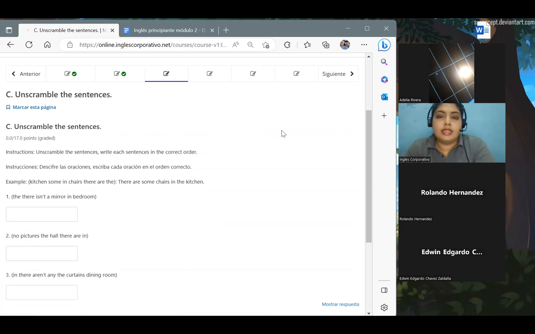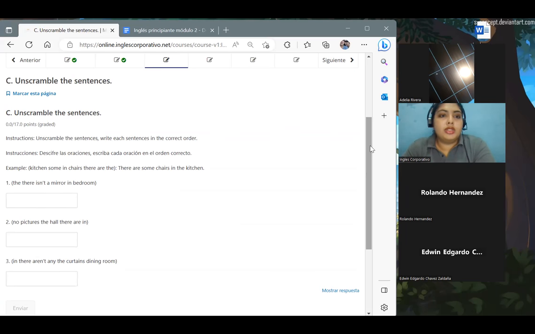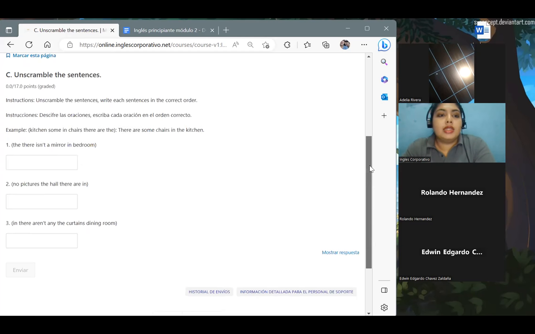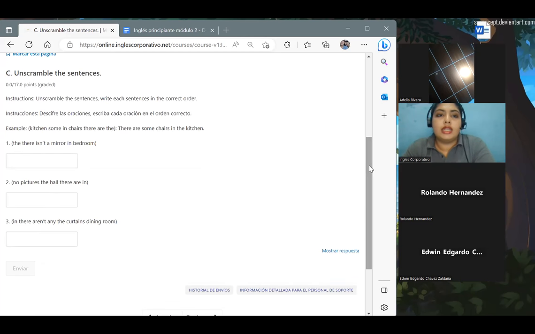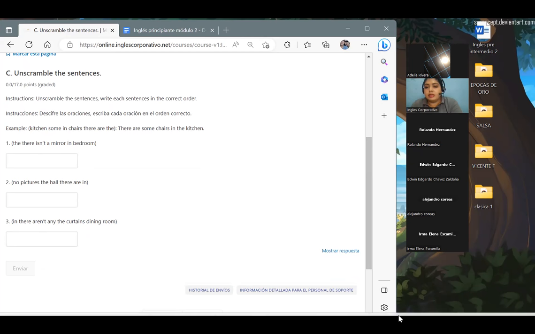Unscramble the sentences. In this case, we are going to unscramble the sentences, and we are going to write each sentence in the correct order. Vamos a descifrar esas tres oraciones que tenemos ahí y las vamos a escribir en orden correcto. Vamos a tomarnos un par de minutos para analizar las oraciones y luego me van a dar sus respuestas. But we have a couple of minutes to think about the correct order of the statements.